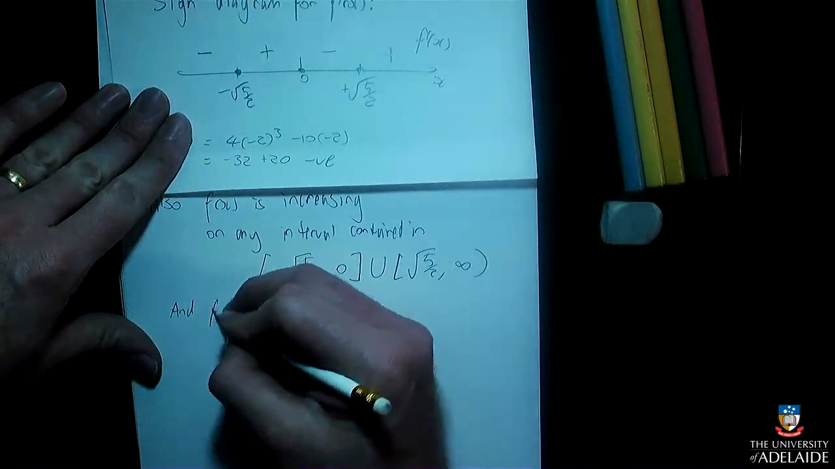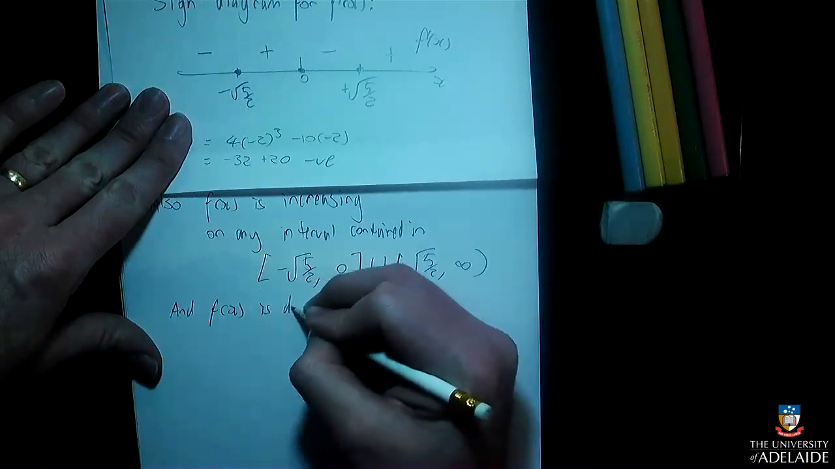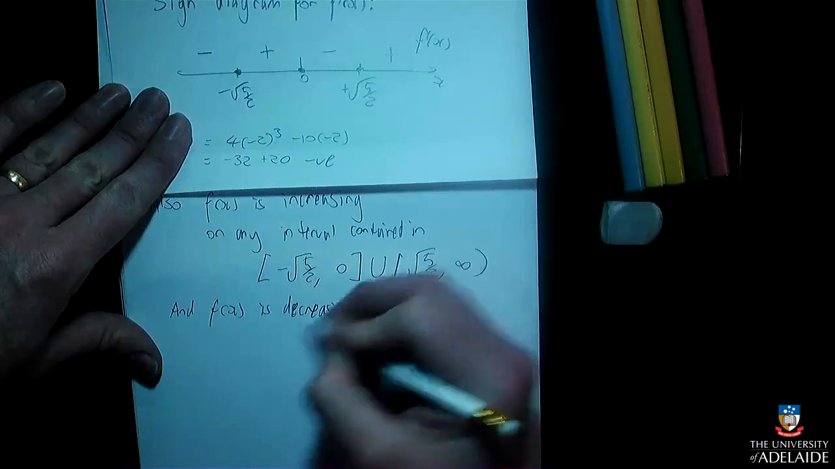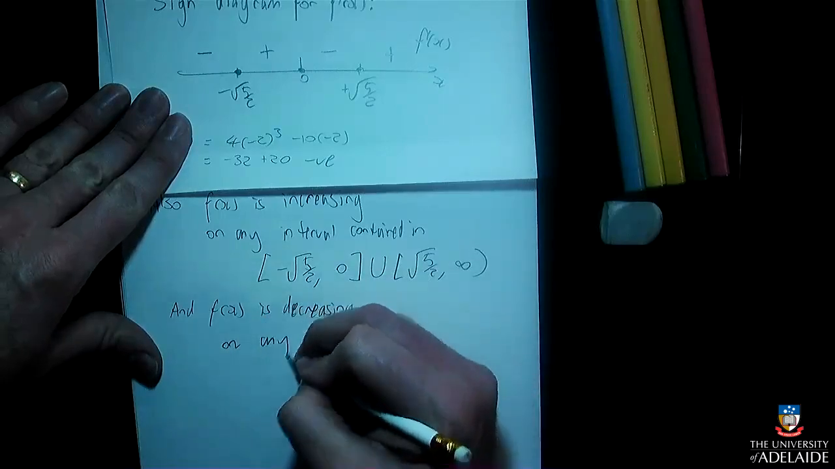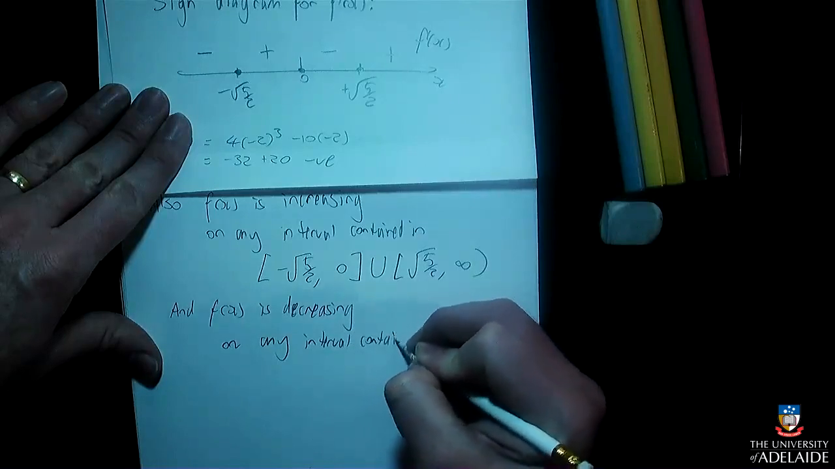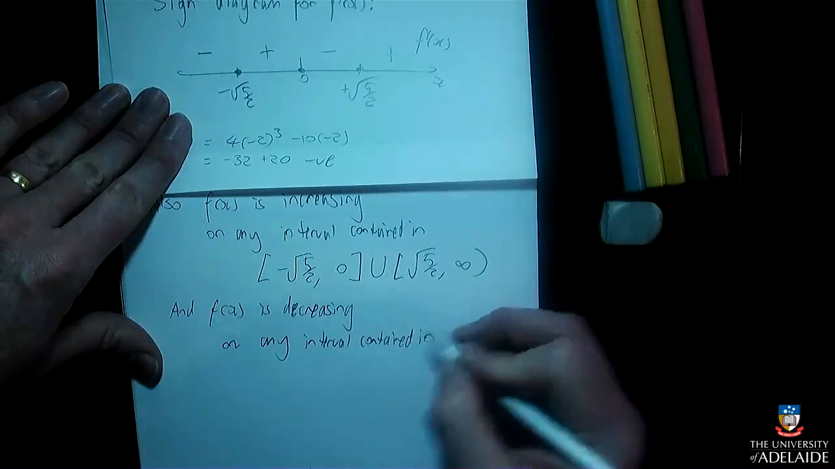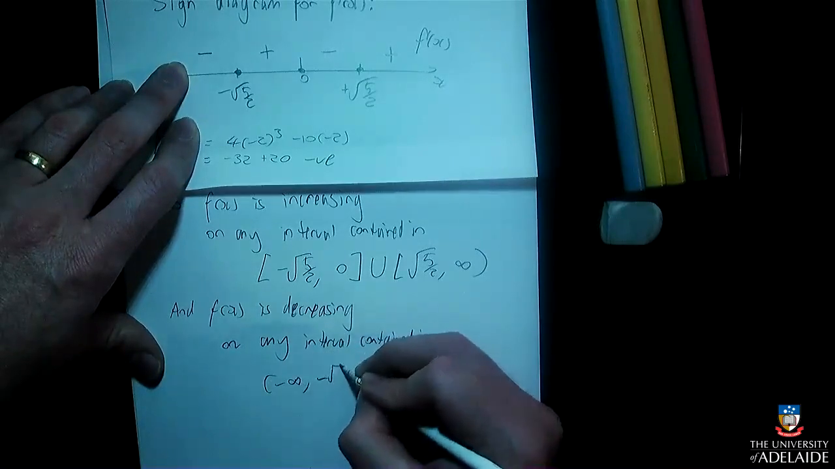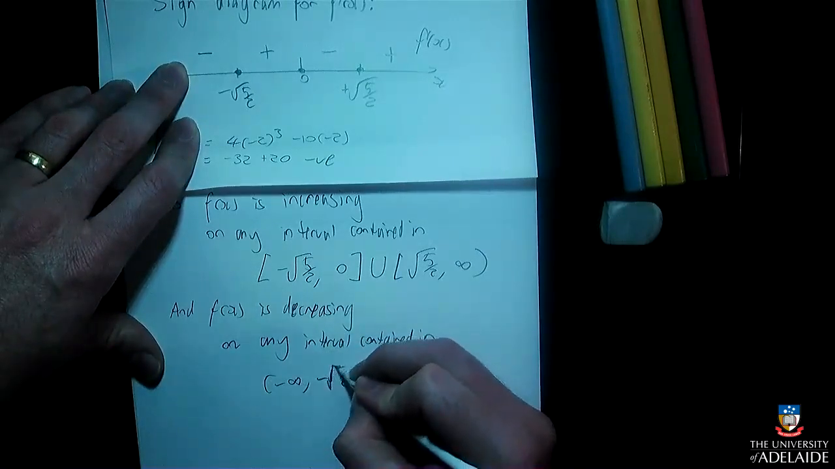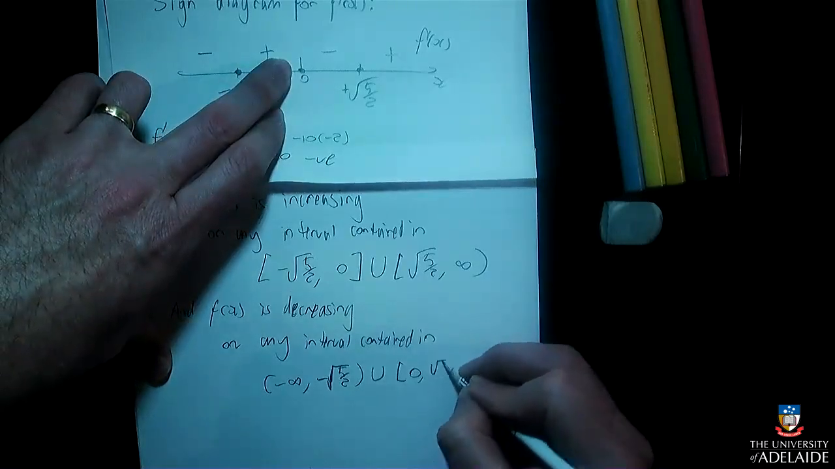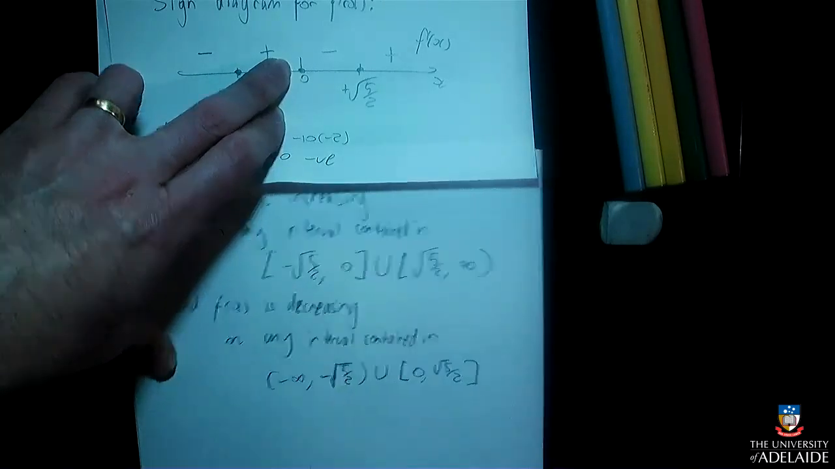And it must be decreasing on the other bit. And f of x is decreasing on any interval contained in the decreasing bit, which was minus infinity up to minus root 5 on 2, and from 0 to root 5 on 2. Okay.